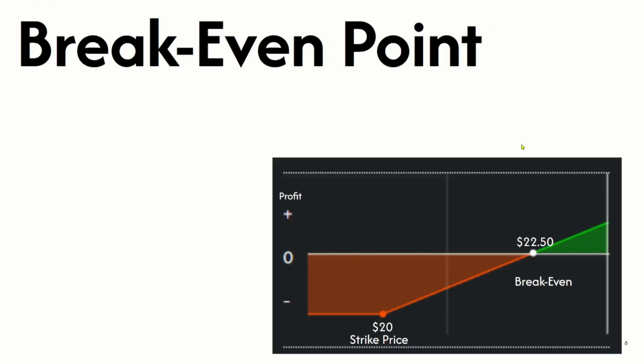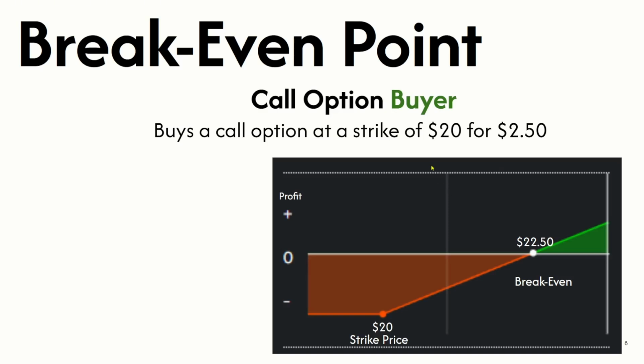So let's take a moment to visualize what we've been talking about. And we're also going to learn about the break-even point. So looking at our same example, strike price of $20, and we're paying $2.50 for the option. Notice down here where our strike price is, the max loss flattens out at $20. So we can't lose any more beyond or under $20. So if GameStop goes below $20, then that's our max loss.